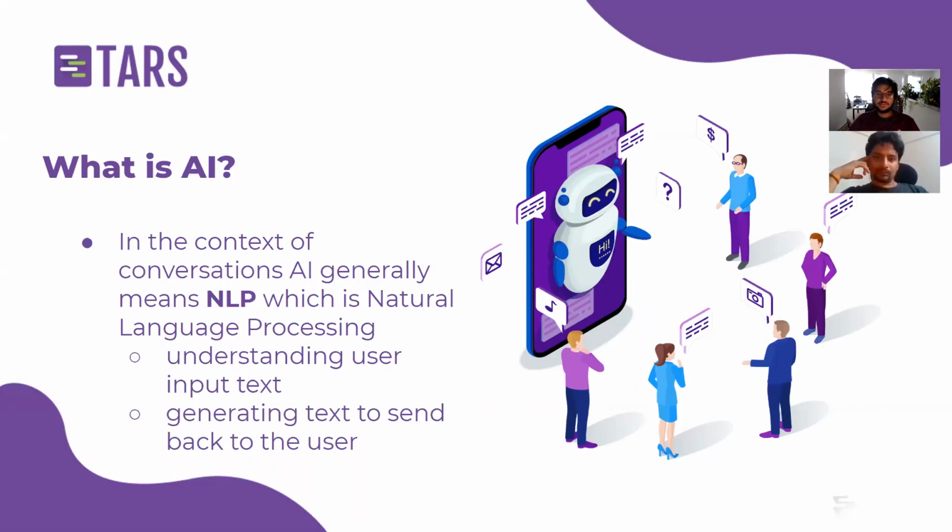Now, it can try to make sense of it in two ways. First, it can try to understand what's there in that text. We can call that natural language understanding. And second, it can formulate ways to respond to that piece of text. We can call that natural language generation.